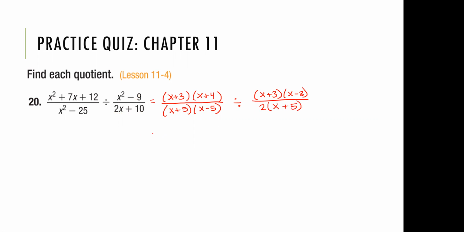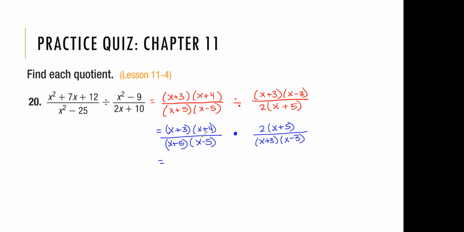Okay, so then what I would do is keep my first fraction, x plus 3 times x plus 4 over x plus 5 times x minus 5. I flip my second fraction, so 2 times x plus 5 is my numerator, and my denominator is x plus 3 times x minus 3. And I change division to multiplication.